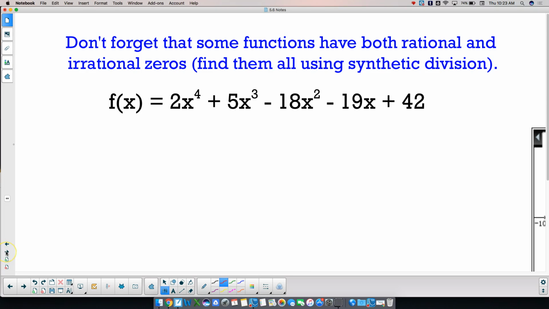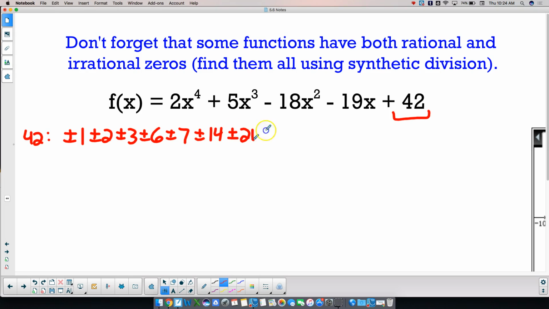Okay? All right, so let's do this. Let's find all the zeros of this function. First off, I've got to make my list, because that was my first step yesterday. My first bus stop yesterday was make the list. So I'm looking at 42 here. 42 has factors of 1, 2, 3, 6, 7, 14, 21, and 42.